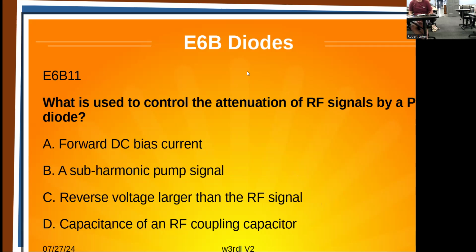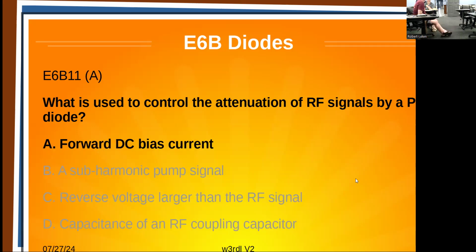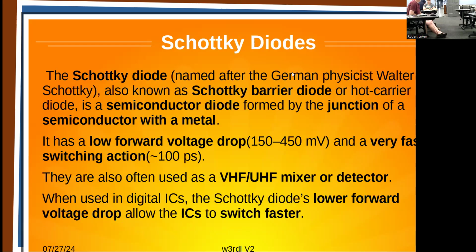What is used to control the attenuation of RF signals by a PIN diode? Okay. Well, let's see. Alpha. Okay, Schottky diodes. Another one named after an old German.